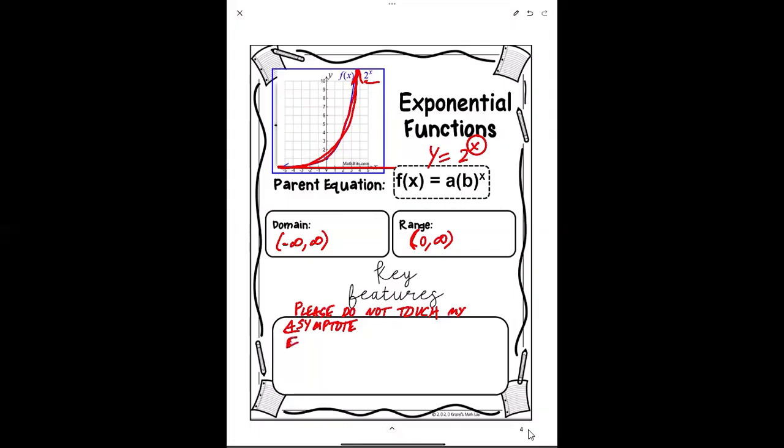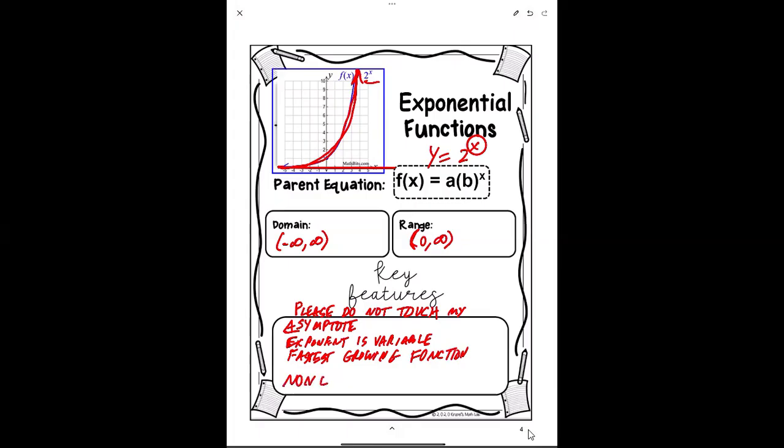Yeah, the exponent is a variable. That's the key feature. Exponent is variable. Whenever you see an exponent that is a variable, then you're dealing with the exponential function. Exponential functions are the fastest growing functions by far. They are the fastest growing functions. And again, they're also nonlinear.